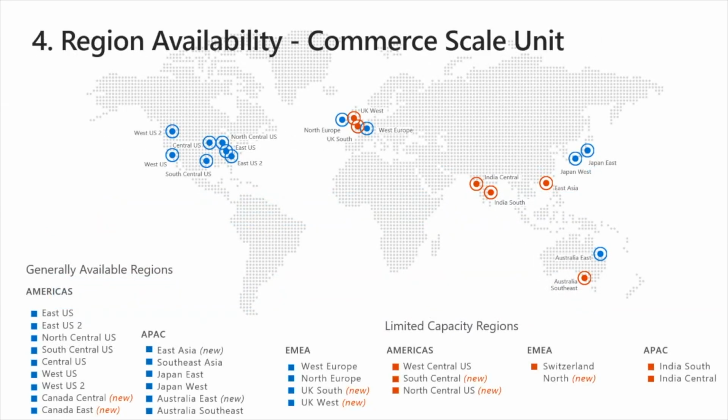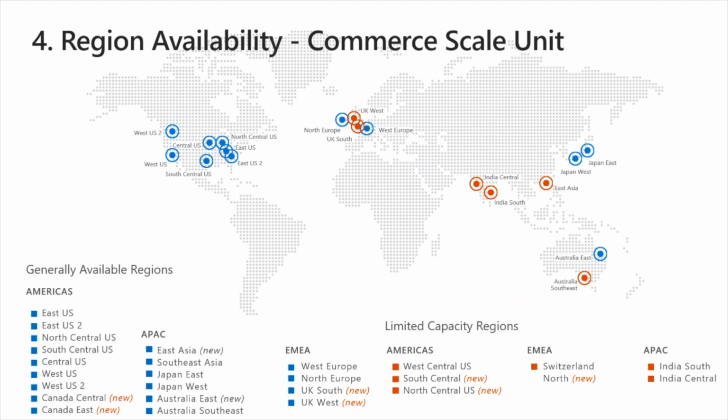Next, we want to talk about improvements to region availability for CSU. The blue boxes here are the regions where we have CSU available for deployment in GA mode, meaning there are no capacity restrictions. We've also shown on this diagram the red regions where we are able to support you, but it's a limited capacity region. So we cannot guarantee we'll support you, but if you have a strong enough need, we can tackle this on a case-by-case basis. We have expanded both our GA regions and our limited capacity regions.